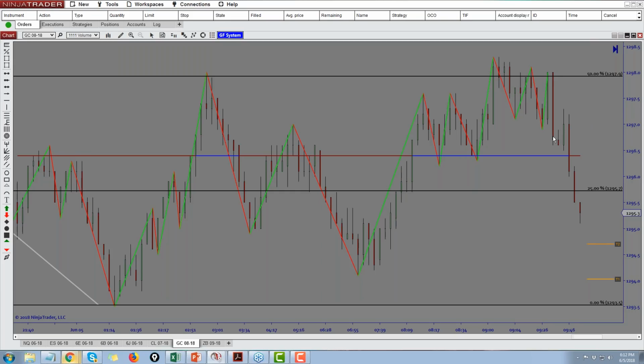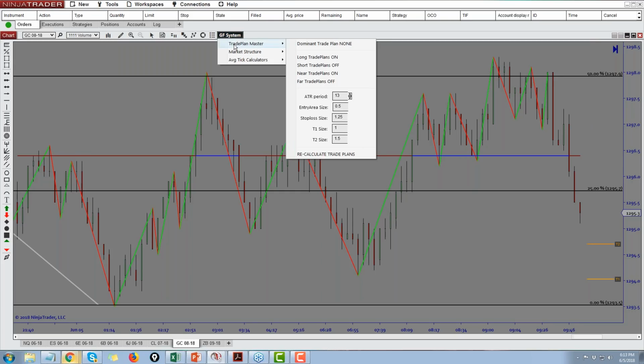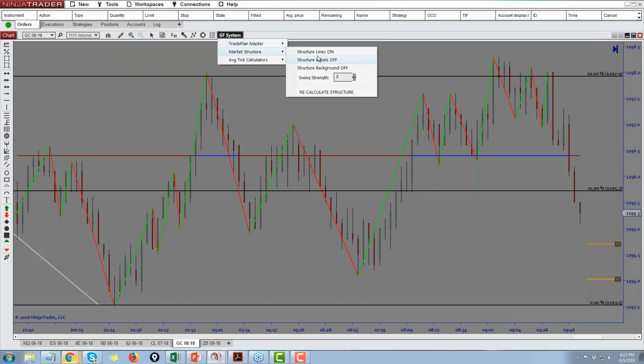Raymond's asking, when would you change structure swing size? I never go below 2, and I never go above 3. It's either 2 or 3. I prefer a 2 on an 8-minute fractal. I would go to a 3.